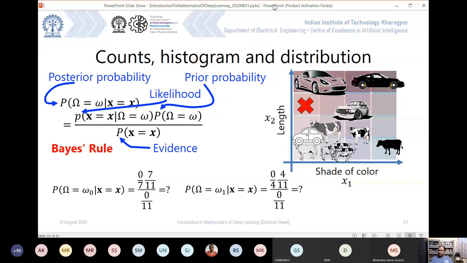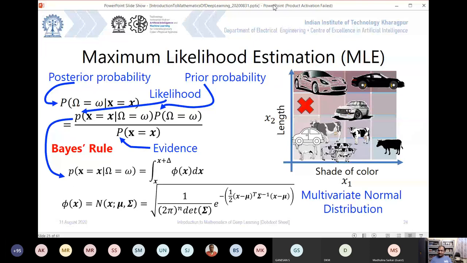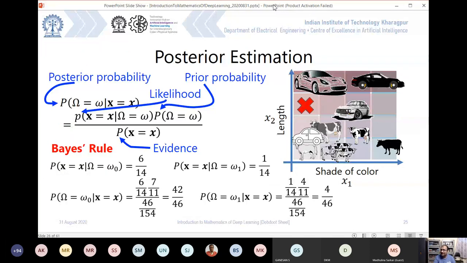Now, to solve it, and that's the issue with the limited resource problem, limited examples, we make use of something called a multivariate normal distribution. The whole concept is that you use a distribution model to come up with an approximate value of the likelihood over there, given that you have your experimental data from other points. If I put all of these into this multivariate normal distribution, I might be able to come up with this kind of likelihood. So the likelihood of getting a cow over there becomes 6 by 14. The likelihood of getting a car over there becomes 1 by 14.